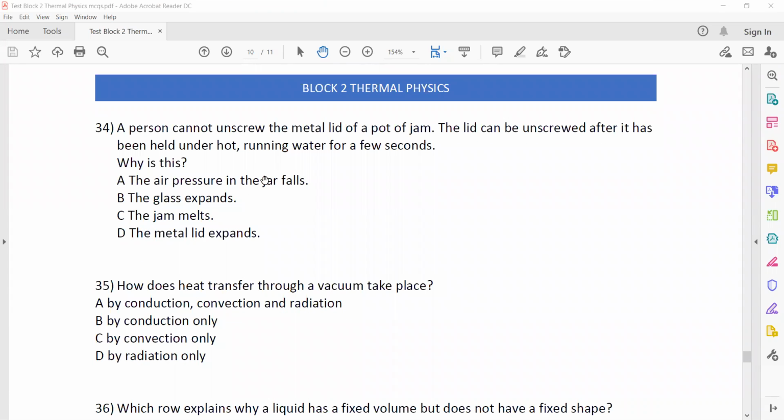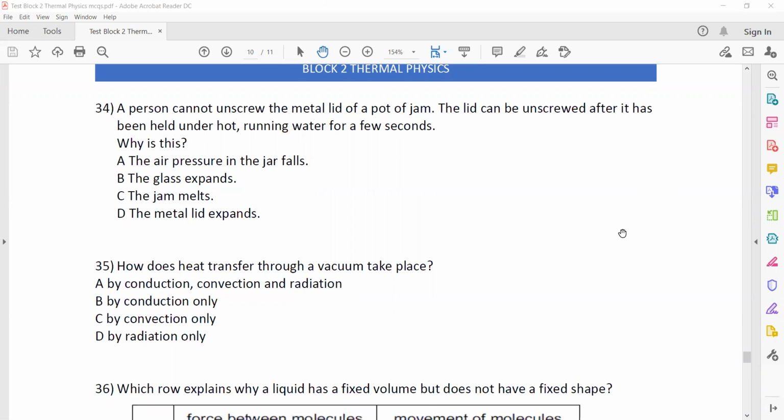A person cannot unscrew a metal lid on a pot of jam. The lid can be unscrewed after it has been held under hot running water for a few seconds. Because what happened? The hot water will cause expansion. So the metal lid will expand and it will lose contact with the jar.